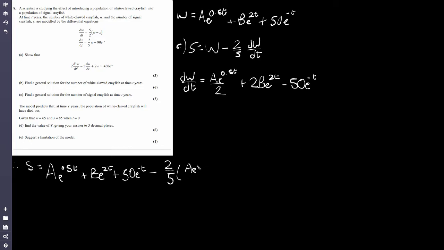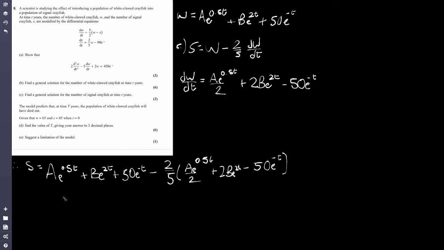So I don't think I would have had quite enough room to do it over here. So it's kind of good I came over here. Over 2, plus 2 lots of b e to 2t, minus 50e to the minus t. Okay, and then if we simplify all this, we're going to get this all in terms of a and b.